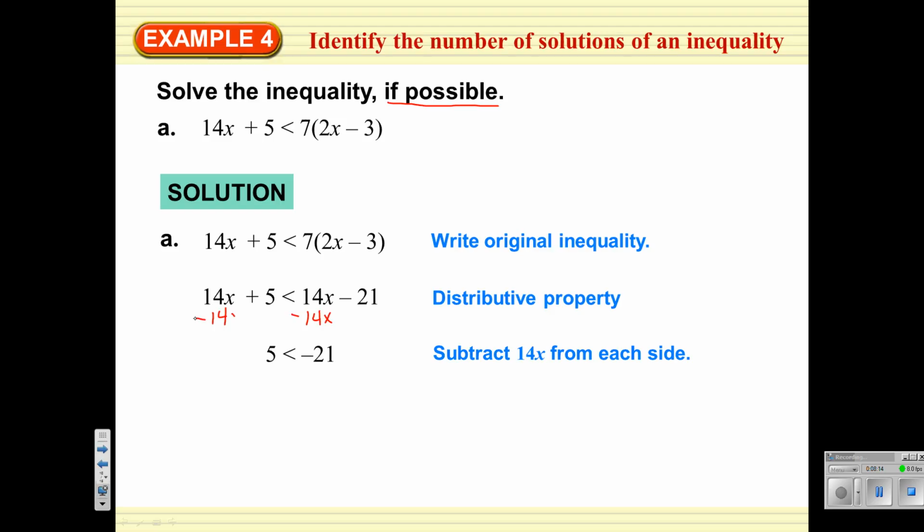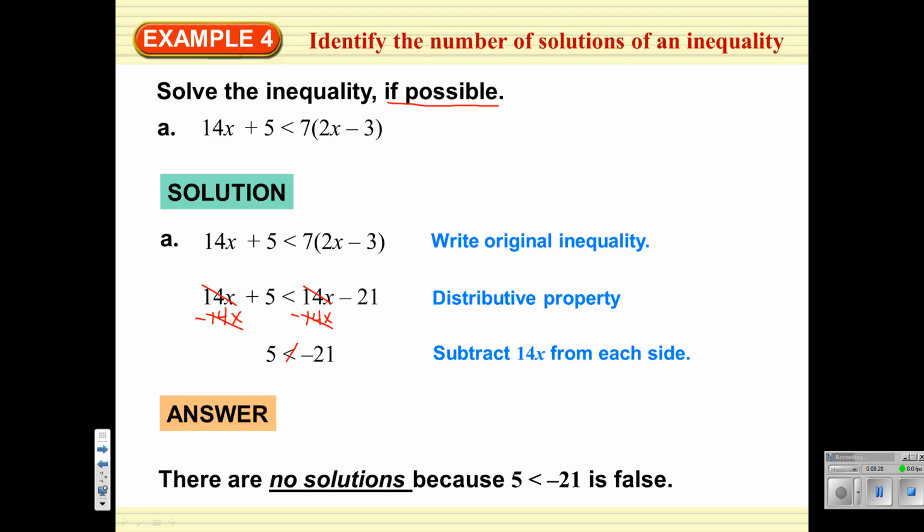And look at what happens. Our variable disappears, just like in equations. And we are left with 5 is less than negative 21. Is that a true statement? Okay, that is not a true statement. So there are no solutions because 5 less than negative 21 is false. 5 is not less than negative 21.